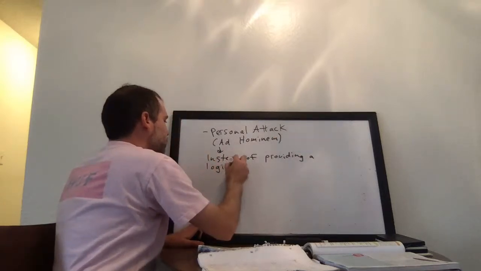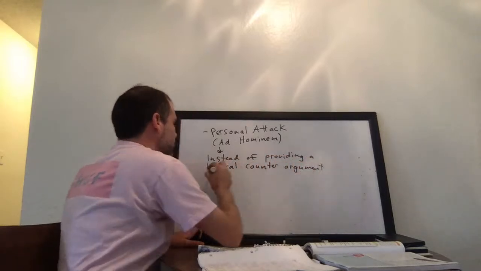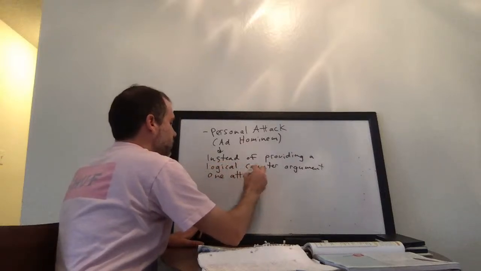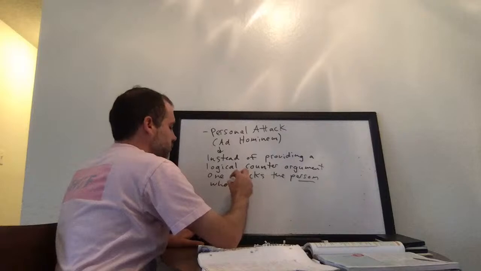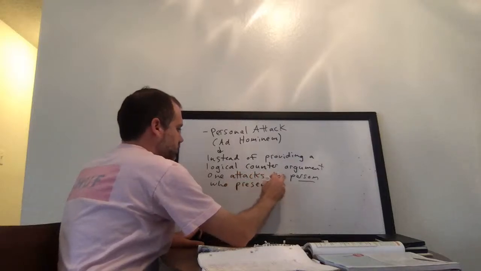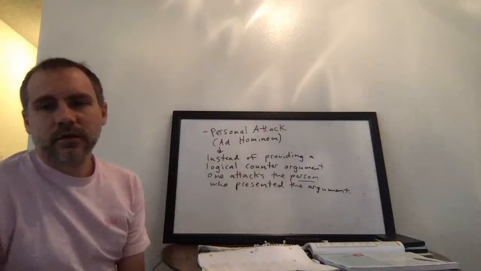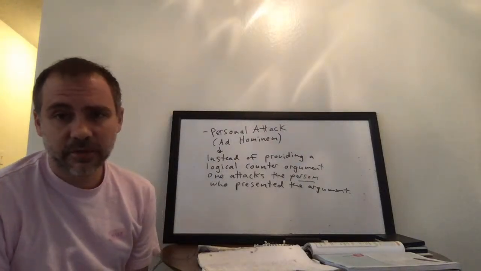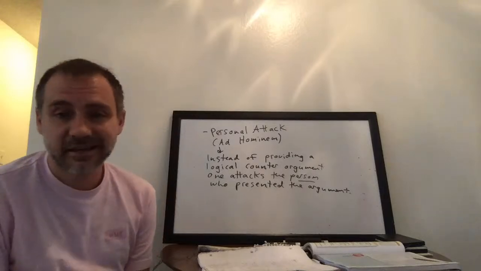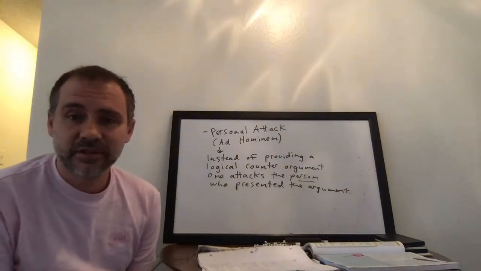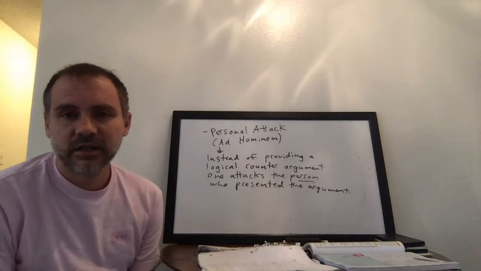Instead of providing a logical counter-argument, one attacks the person who provided the argument. Okay, so that's the personal attack fallacy, ad hominem. Let me give you some examples of that. There's so many examples. This is a fallacy that's, sad to say, committed by a lot of people. Sometimes even people in high positions of authority are susceptible to committing this fallacy, but we should not do it ourselves, and we should not take the bait if others do it to us.